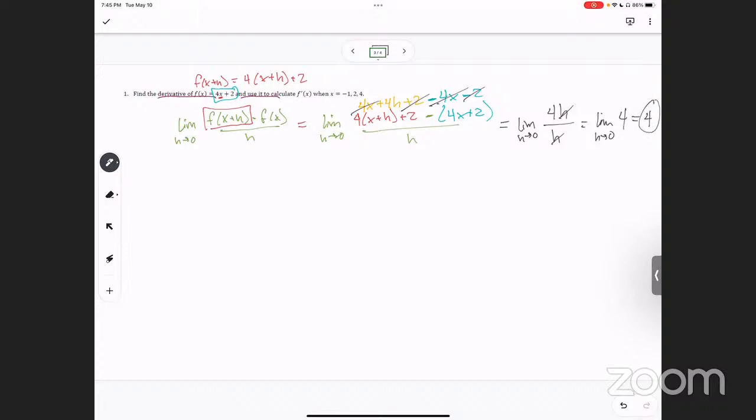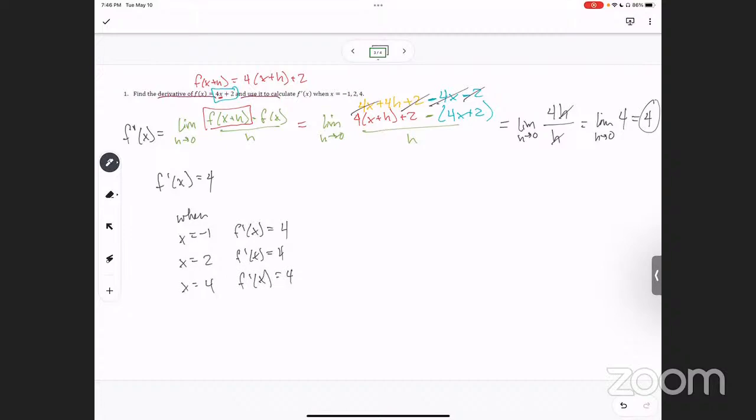Now they said calculate f prime of x. So this is f prime of x. That's what the derivative is. So basically what I just found is that f prime of x just equals 4. Does it matter what you plug in for x? No. There are no x's left. So the answer is always just 4. When x equals -1, f prime of x equals 4. When x equals 2, f prime of x equals 4. When x equals 4, f prime of x equals 4. It actually doesn't matter what x equals.